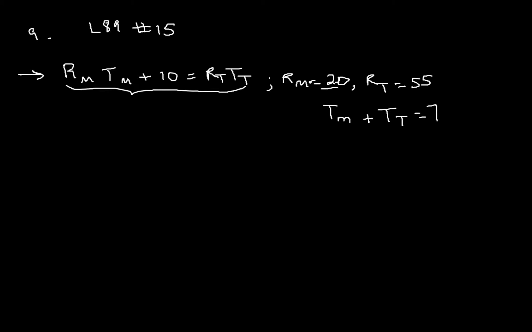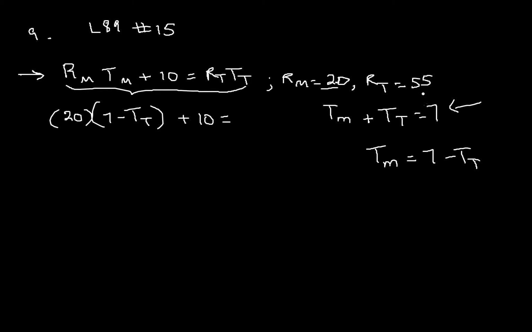So rm is 20, so put that in. Now tm, we don't know what that is because we have to solve this for tm. So we're going to say tm equals 7 minus tt. So tm is 7 minus tt now. Plus 10 equals rate t is 55.